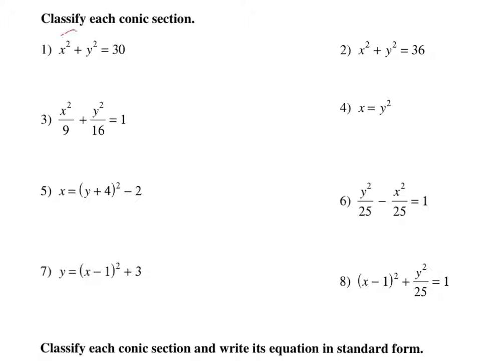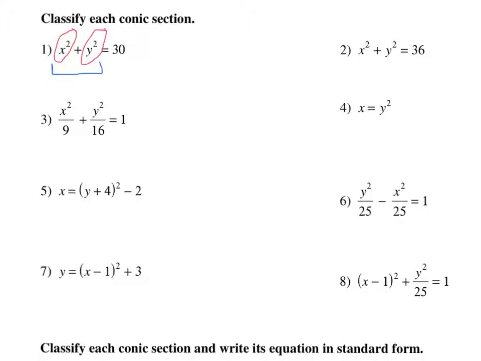Notice that I have both an x squared and a y squared. Because I have both terms that are being squared, I know that it is not a parabola. Another observation. Notice that our two squared terms are both on the same side of the equation, and when they're on the same side of the equation, they are both positive, which means that they are not going to produce a hyperbola. So that means the other two options that I have are a circle or an ellipse.